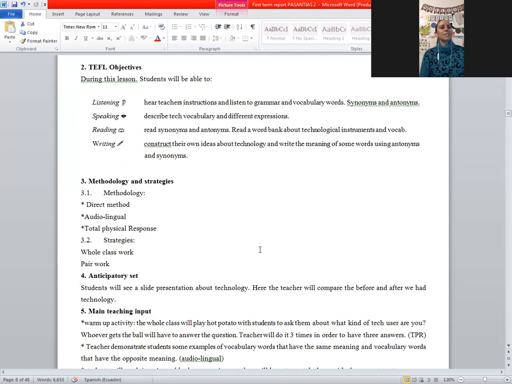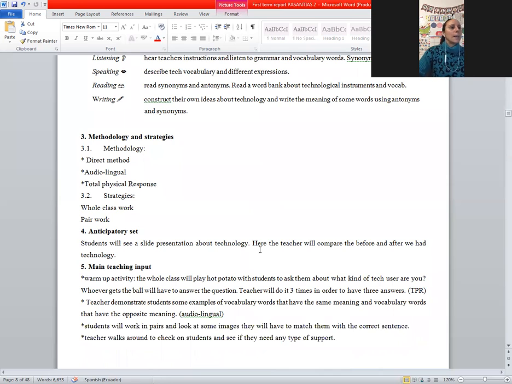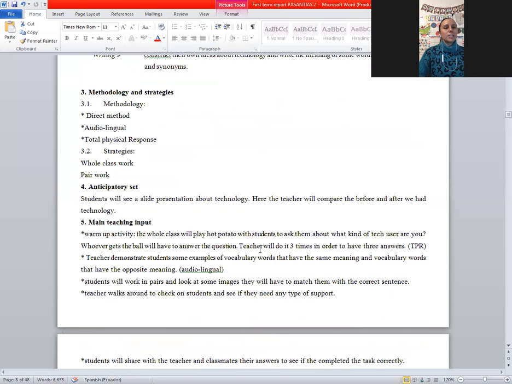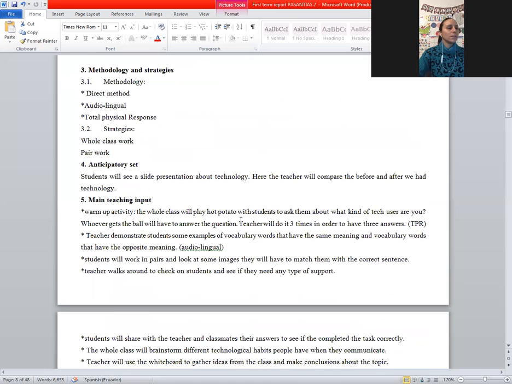For the writing part, they will need to create their own ideas about the technological aspects, and they will need to write the meaning of some words using antonyms and synonyms. For the methodology, I'm going to be using the direct method and the audiolingual, also the total physical response method. For the strategy, I'll be using whole group classwork, the whole class, and pair groups.